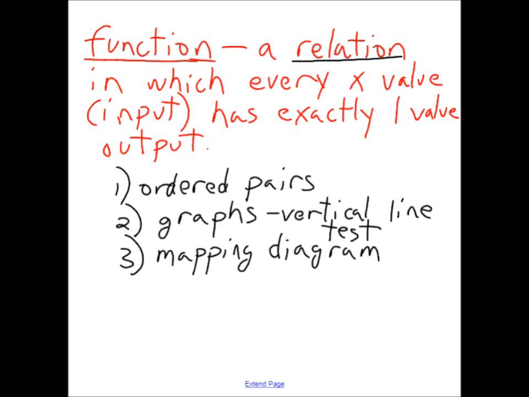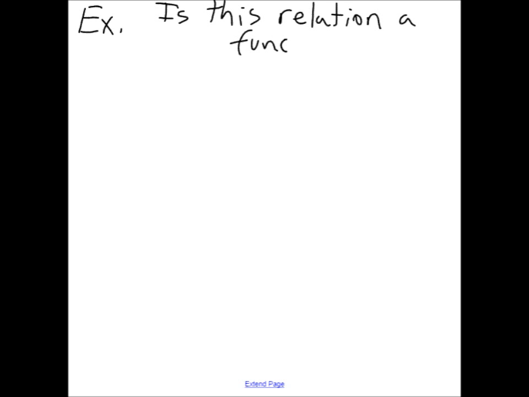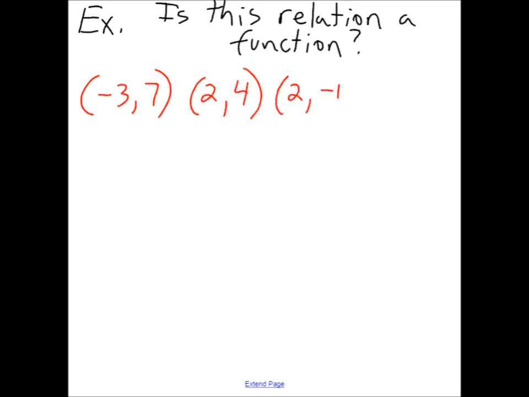So let's start with simply ordered pairs. So for example 1, and the question is going to be for all these problems, is this relation a function? So for the first example, I'm going to have negative 3, 7, 2, 4, 2, negative 1, and 4, 0. So here we have a relation. It's actually 4 ordered pairs.